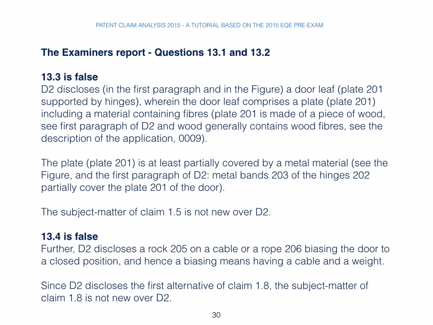13.4 is false according to the examiners. Further, D2 discloses a rock 205 on a cable or a rope 206, biasing the door to a closed position, and hence a biasing means having a cable and a weight. Since D2 discloses the first alternative of claim 1.8, the subject matter of claim 1.8 is not new over D2. Next, some comments on the examiner's report.